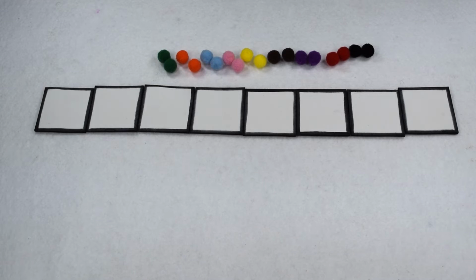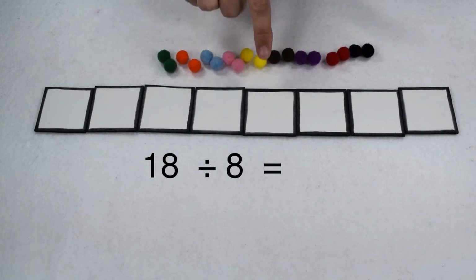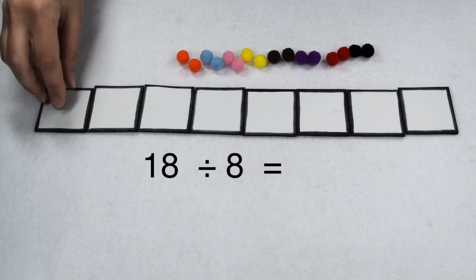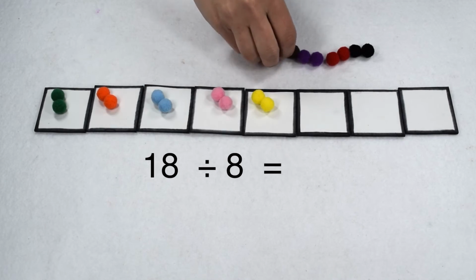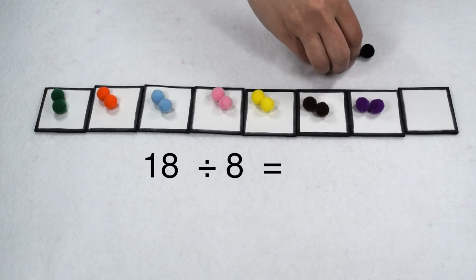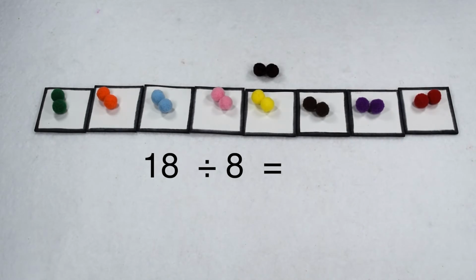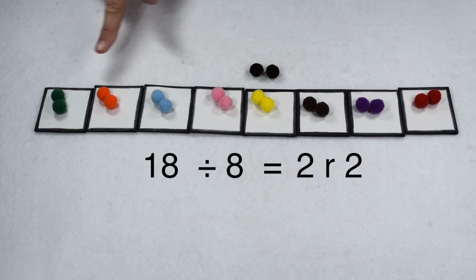Let's test another value. This time we have 18 items that we want to divide into 8 groups. If 18 is divisible by 8, then I should be able to put the same number of items in each group and not have any remainders. When I do that though, I see that I can put 2 items in each group, but then I also have a remainder of 2. These 2 items can't be divided equally amongst those 8 groups, so 18 divided by 8 gives us 2 remainder 2.